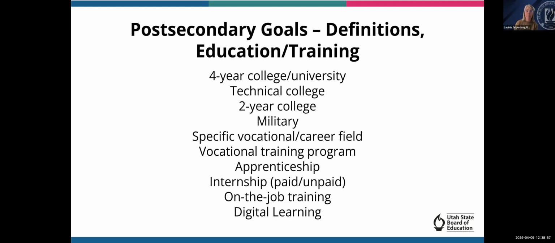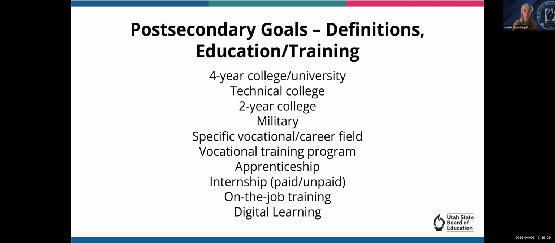So what do we mean when we're talking about post-secondary goals for education and training? Again, these are the future goals. So it could be that a student is going to go on to a college, right? But not only that, it can be so many more things. So here's a list. I'm not going to read them all, but I think you'll get the idea that there are many ways that students can go on and continue to learn. It doesn't have to be a 2 or 4-year college. It can be any of these ways that a student can further their education and training.